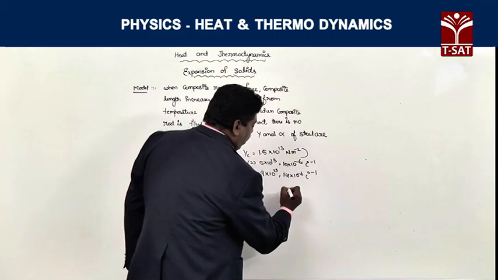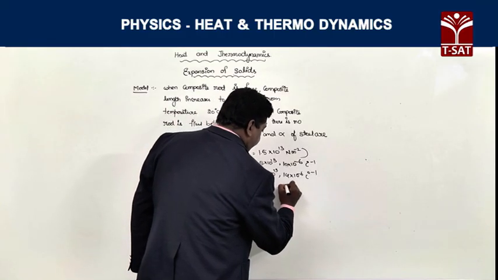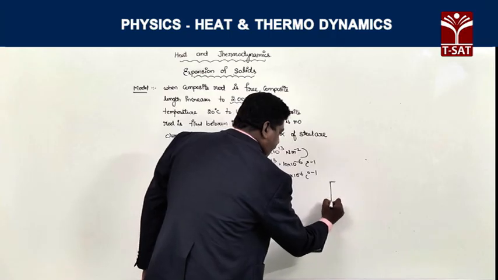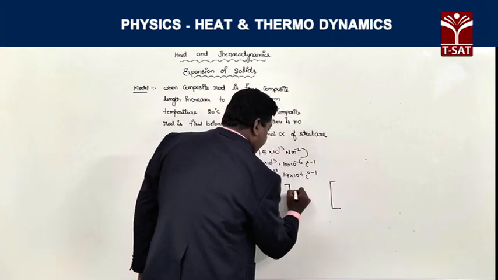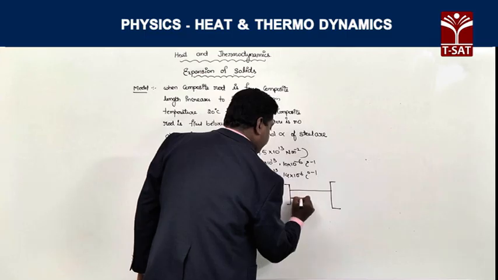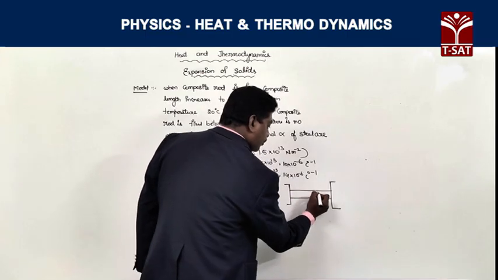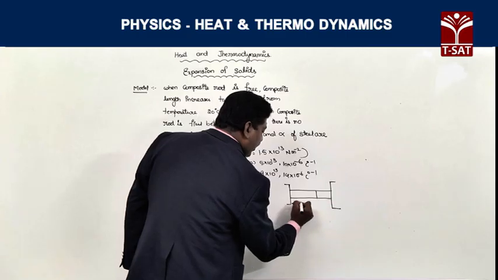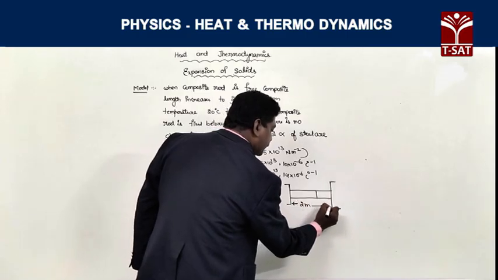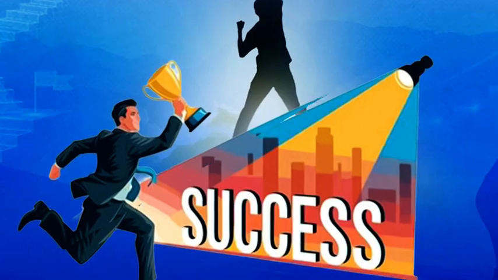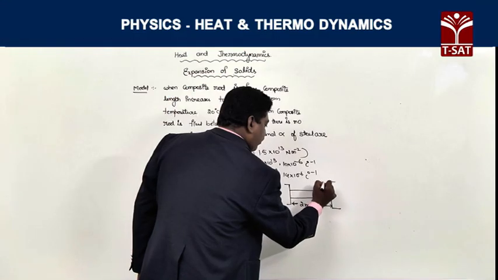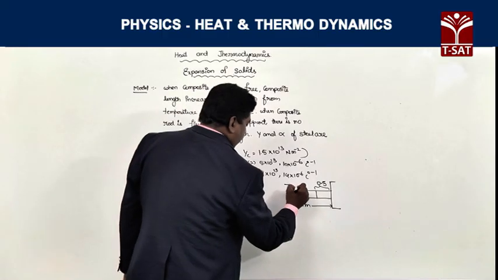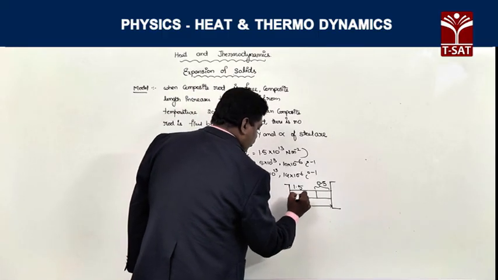We are given a composite rod. In the diagram it is given like this. The total length of the rod is given as 2 meters, in which 0.5 is of copper and 1.5 is of steel.